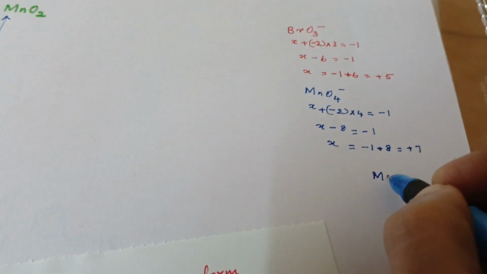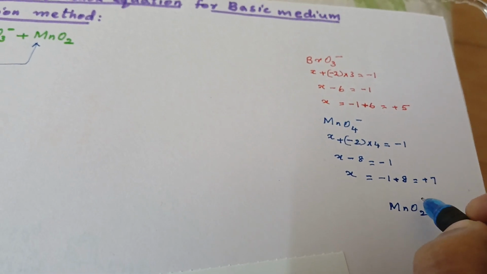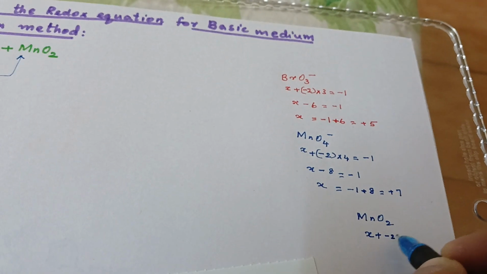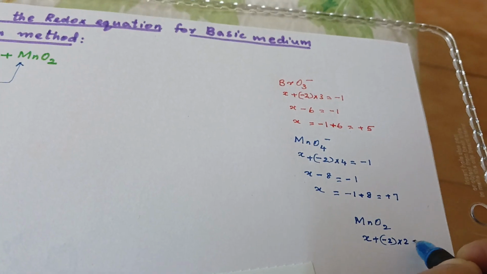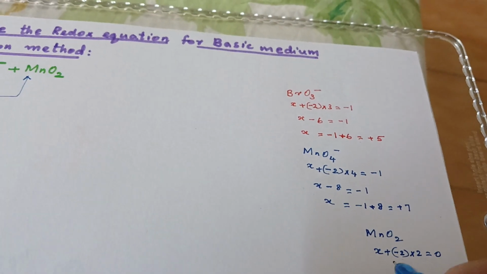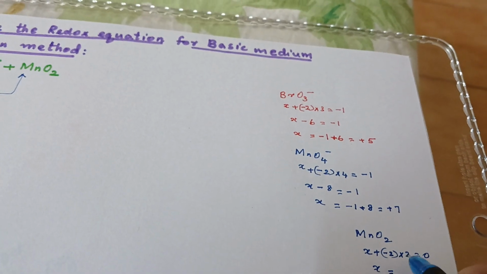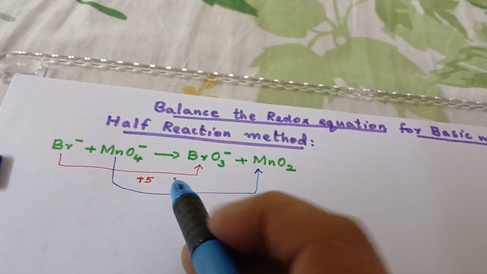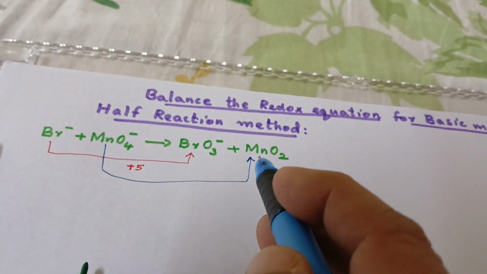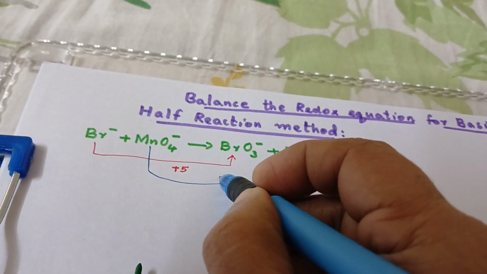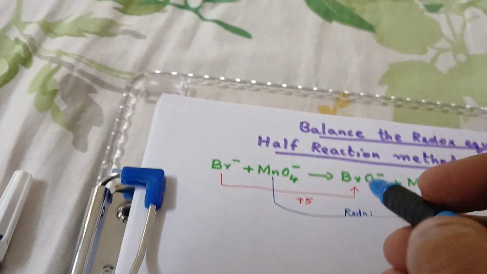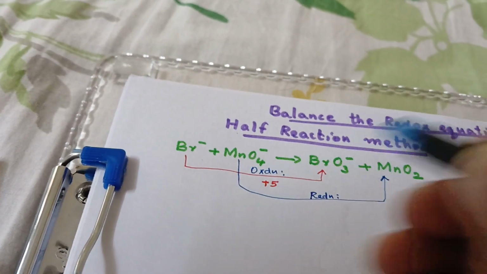What about in MnO2? Let X be the oxidation state of manganese, plus oxygen is having minus 2 oxidation number into 2, equal to no overall charge, 0. So X equals, this will become minus 4 on the left hand side and it will become plus 4. So it is changing from plus 7 to plus 4 oxidation state of manganese. So this is the reduction half reaction. The other one was the oxidation half reaction.